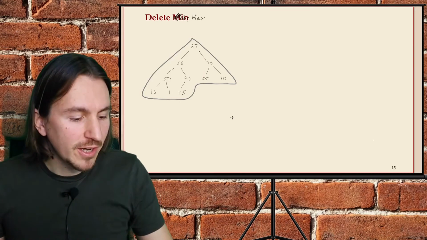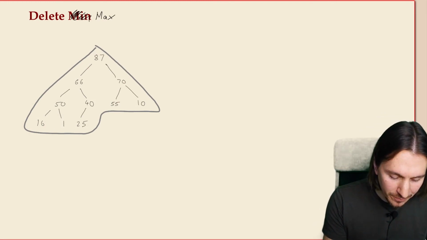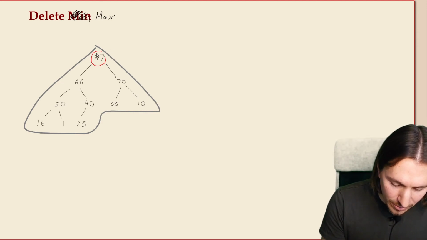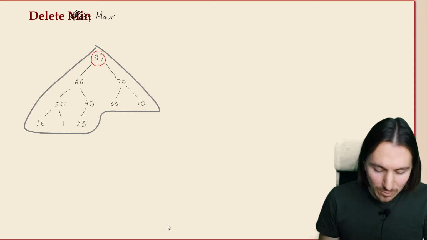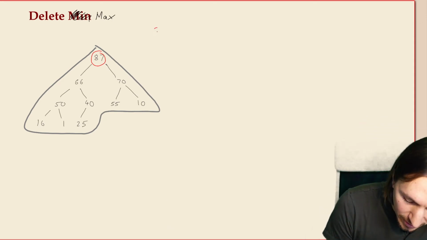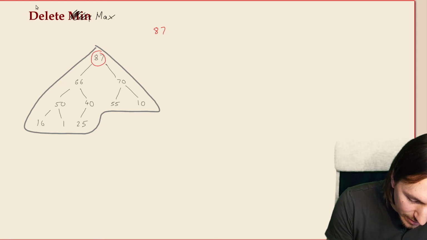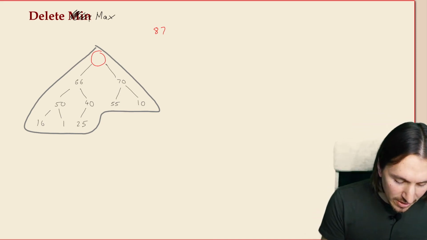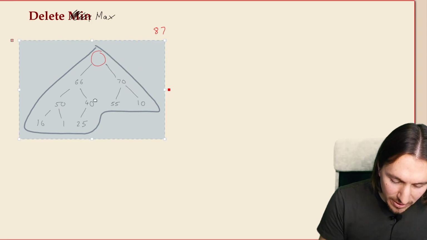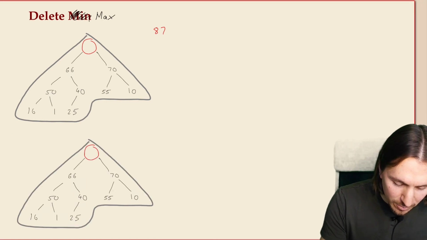Now, deletion of the maximum element. We want to get rid of the biggest element. Finding it is very easy. Of course, the max has to be at the root, so it's right here. And returning that would be easy. The problem now is that we want to delete it. So we store 86 to return it. And now we want to vacate this cell. So we want to get rid of the 87. Now, of course, that's not a good state to be in, because now we don't really have a valid heap. So again, we have to do something.